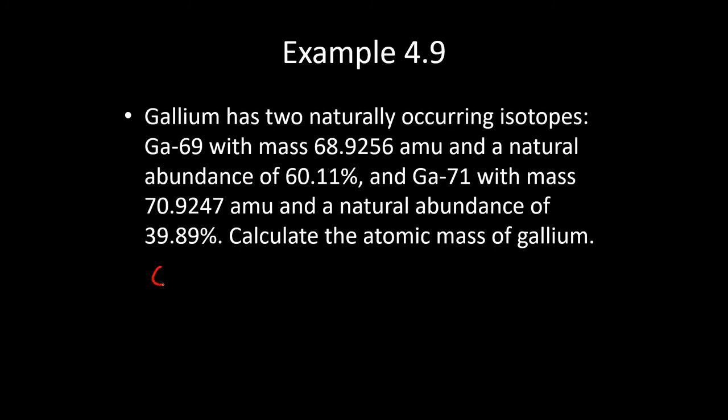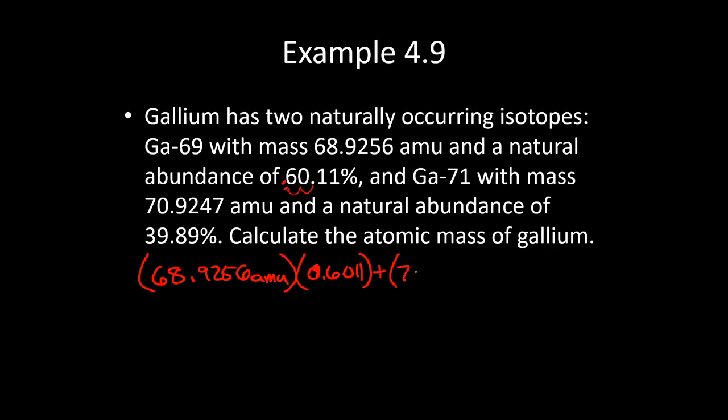So the mass is 68.9256 AMU. We're going to multiply that by its natural abundance in the decimal form, so not in the percentage. So we're going to move this decimal point over 2 spots. Sorry, my 0 there looked like a 6. 0.6011. And we're going to add to that the other isotope.